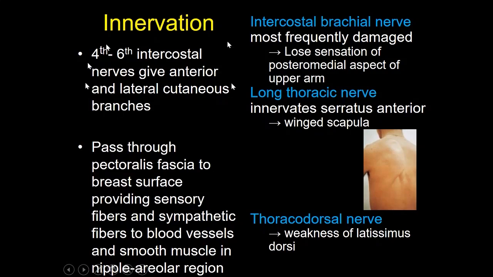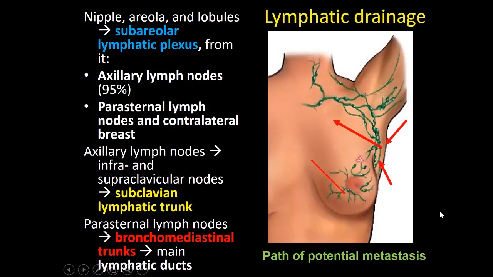The most important thing for us to know is that the 4th to 6th intercostal nerves provide anterior and lateral cutaneous branches that then pass through the pectoralis fascia and go to the breast surface to provide sensory fibers, as well as the sympathetic fibers that go to the blood vessels and the smooth muscles in the nipple-areolar region. And this is important during lactation.